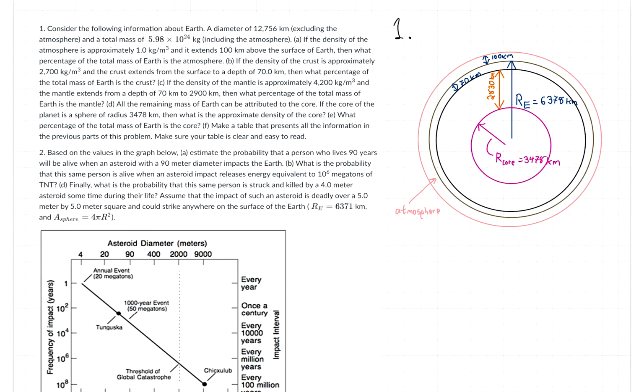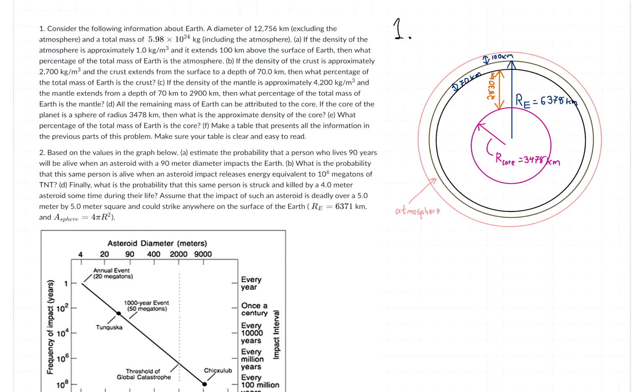Okay, so in the first problem, we are told some information about Earth, and there's some clarifications here that I want to point out. One is that we are told the diameter of the Earth, which is excluding the atmosphere. So this would be the diameter from the center of the Earth up to the surface of the Earth, so the solid Earth, which is where the atmosphere starts. We're also given the total mass of Earth, which does include the atmosphere, although you'll find that the atmosphere has such a low mass that it would not show up within the three significant figures of the mass of Earth, 5.98 times 10 to the 24 kilograms. But regardless, we're assuming that it does include the atmosphere.